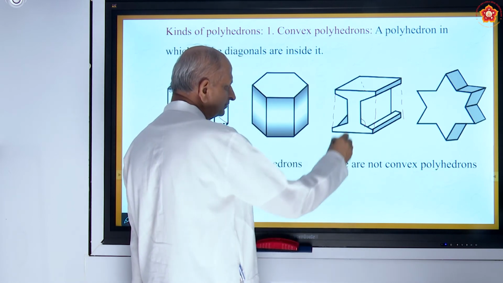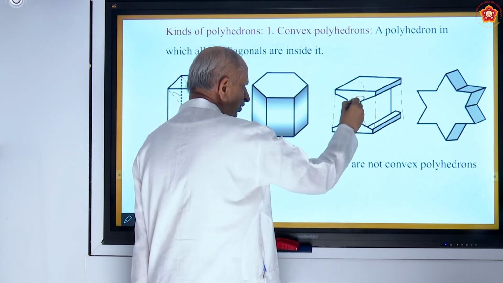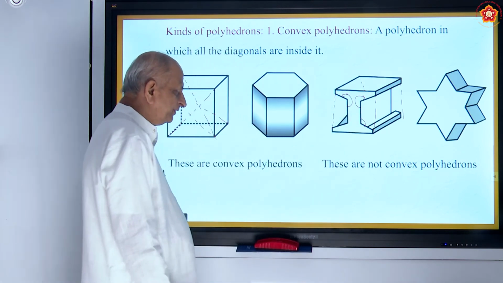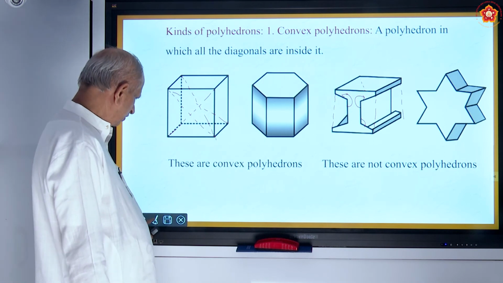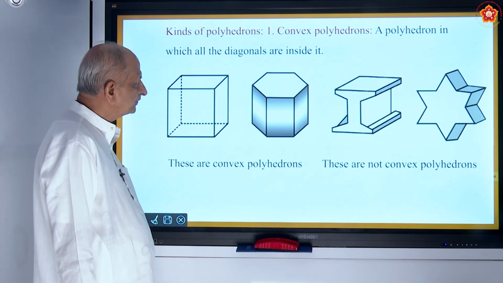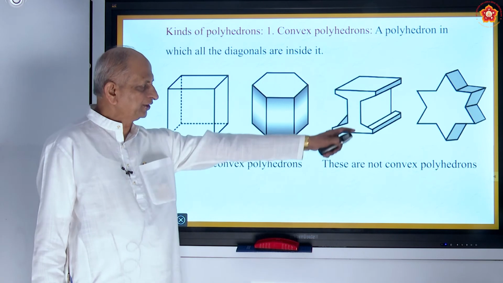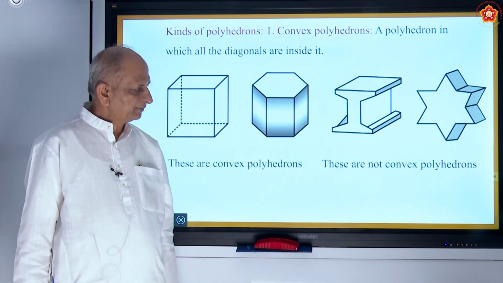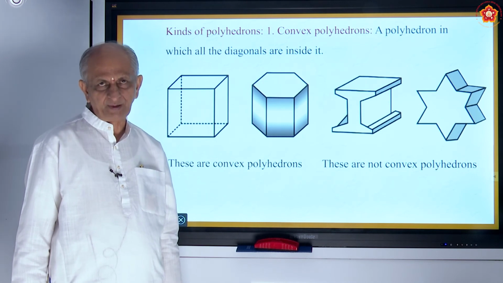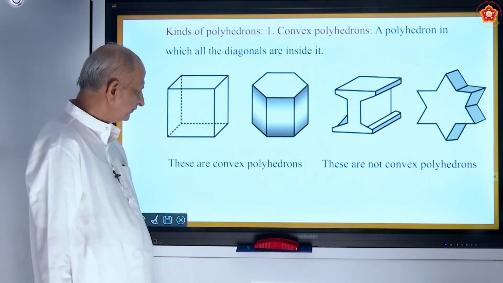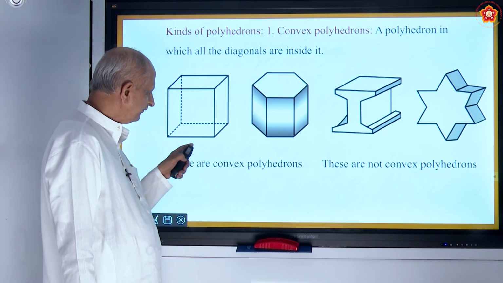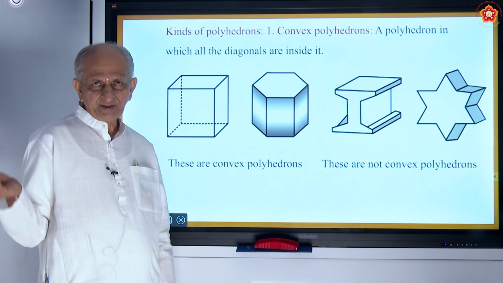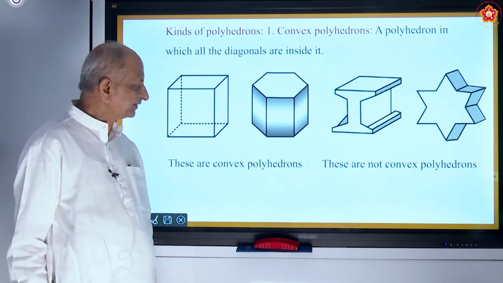Some of the angles, for example, this is more than 180. This angle is also more than 180. So some of the angles will be more than 180 degrees. They are called a concave or non-convex polyhedron, not polygon, polyhedron. These are called convex polyhedrons. Here diagonals will be inside and there is no reflex angle in it.